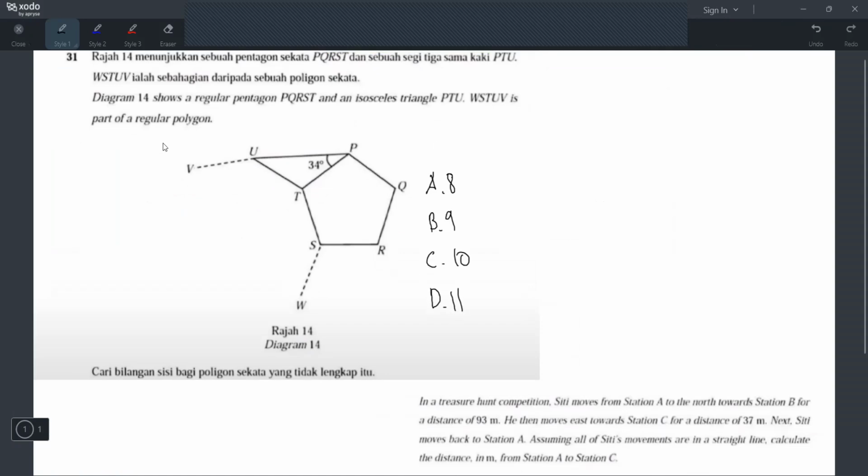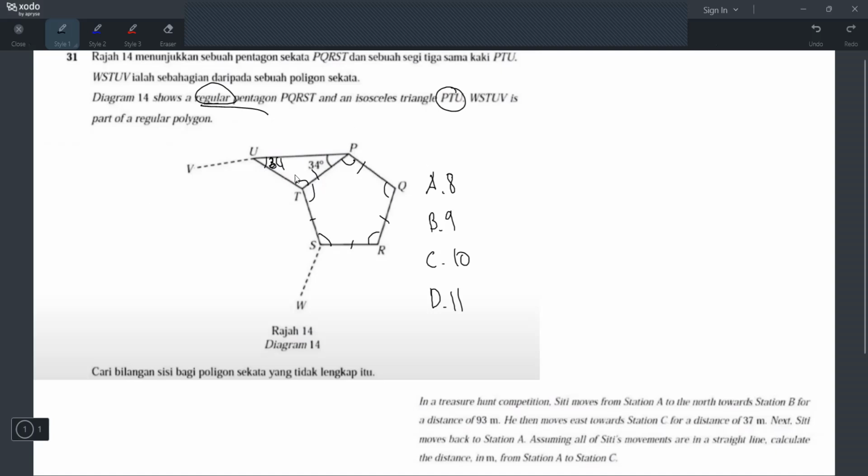Okay, let's try to do it together. Diagram 14 shows a regular pentagon. Regular means what? Sama panjang. And if it's sama panjang, apa kena sama? The interior angle of each here will be same. Okay, all the way. And then it says isosceles triangle PTU. It means this one is 34, and I can find this angle easily. We just take 180 minus 34 minus 34. So the answer is 146.